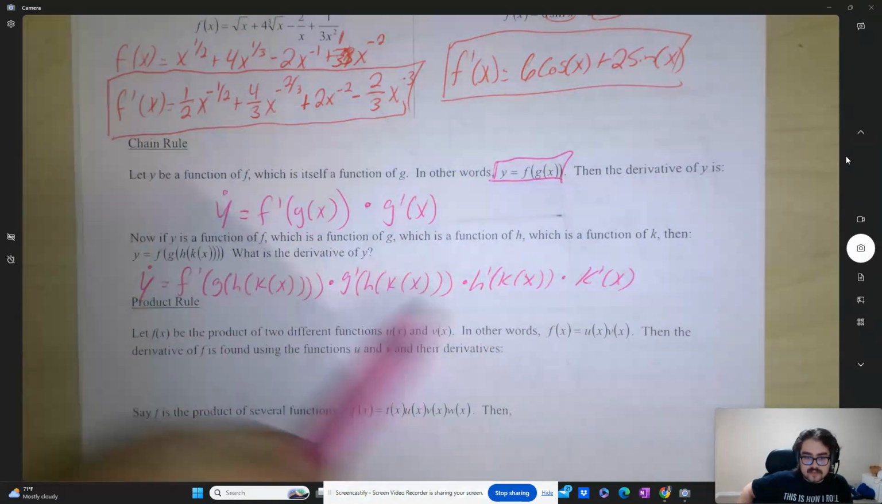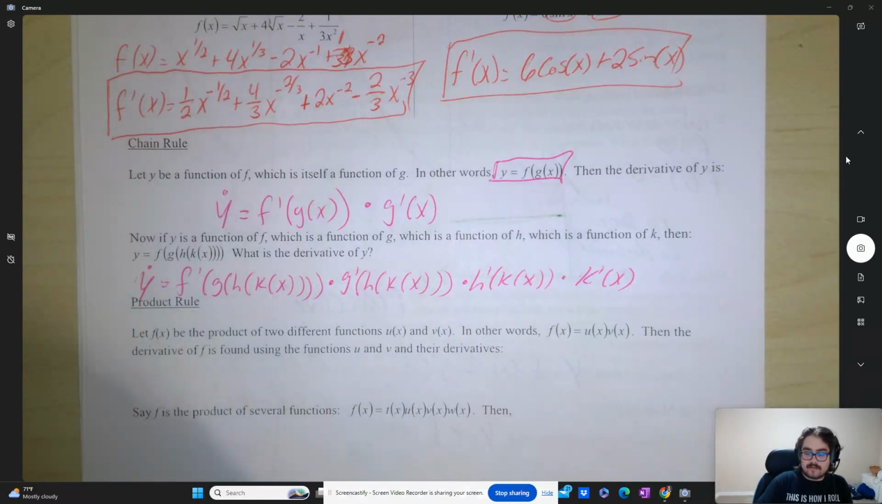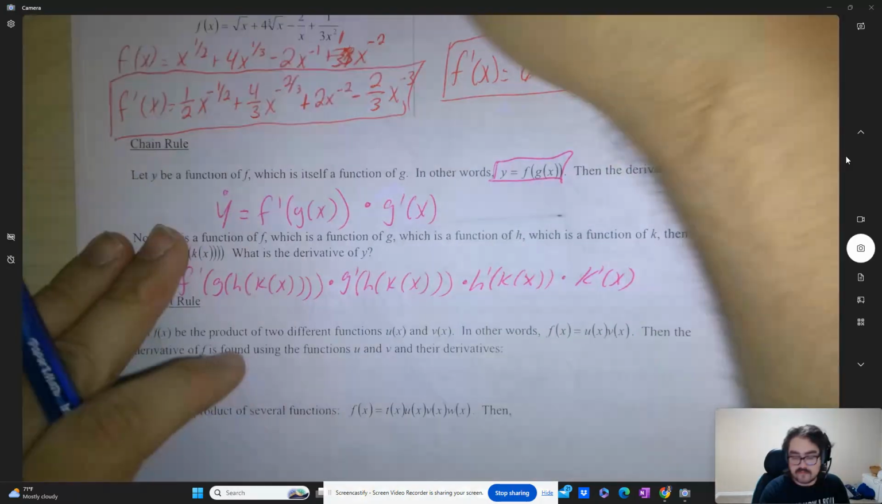I don't think you're going to see anything that's crazy because that's just a lot, but we're trying to get the point across that you're just unwrapping the function, right? You're just unwrapping it, okay?